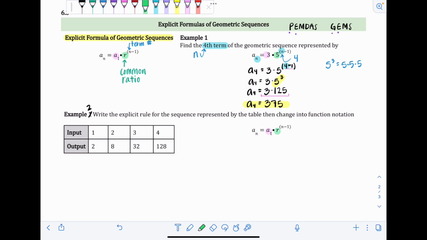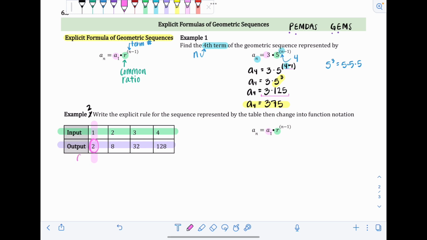We are not going to put anything in for n because this is going to be a rule that helps us find any term number in the sequence. So we just leave n as is. Okay, so A1 is always the first term in the sequence. You'll notice on the table, all the input values are on the top. Those are all the term numbers. All the output values on the bottom, those are all the actual term values. So A1 is going to be under term number 1, and the actual value of it is 2. So A1 would be 2.